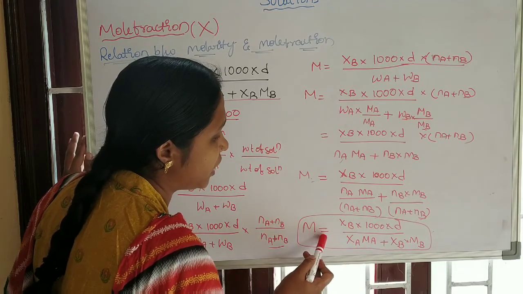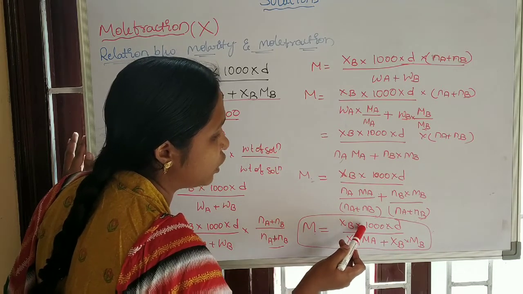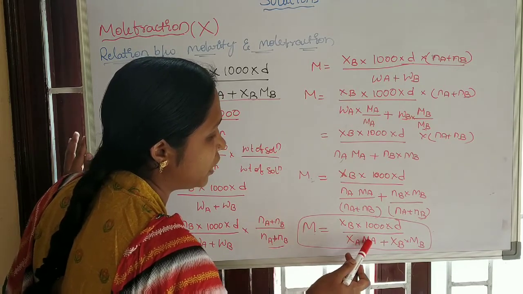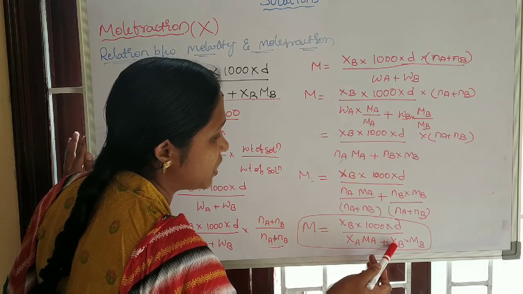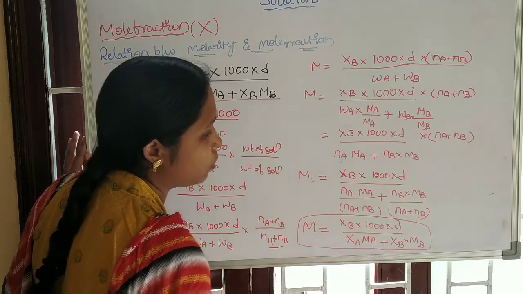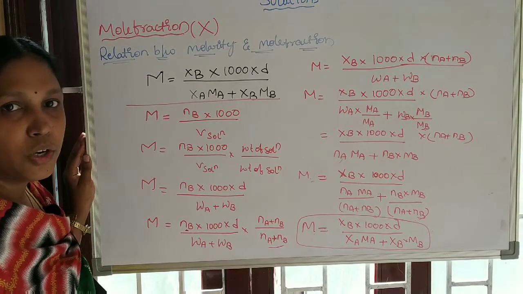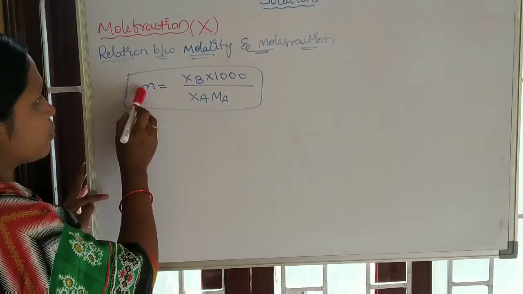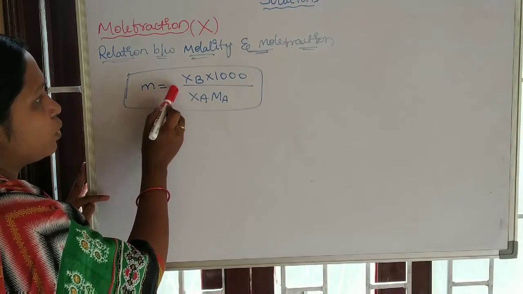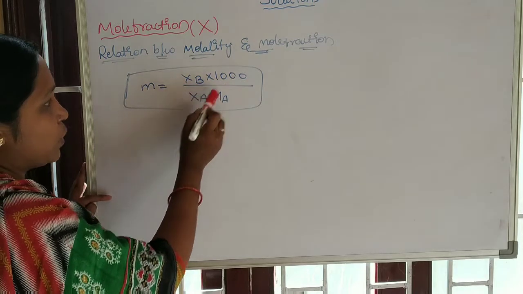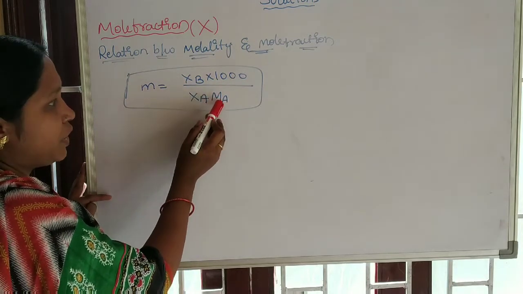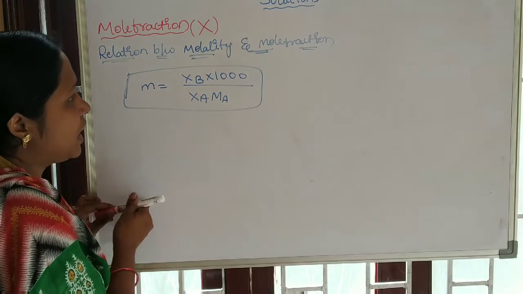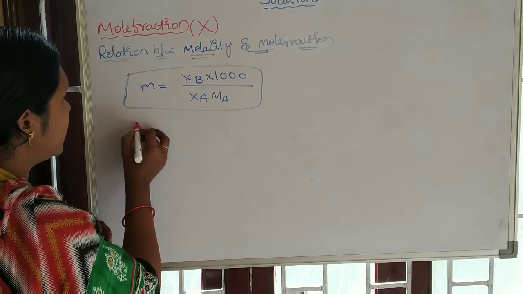Finally, we get molarity equal to mole fraction of solute into 1000 into density by mole fraction of solvent into molecular weight of solvent plus mole fraction of solute into molecular weight of solute. Okay. Relation between molarity and mole fraction. That is, small m, molarity, is equal to mole fraction of solute into 1000 by mole fraction of solvent into molecular weight of solvent.